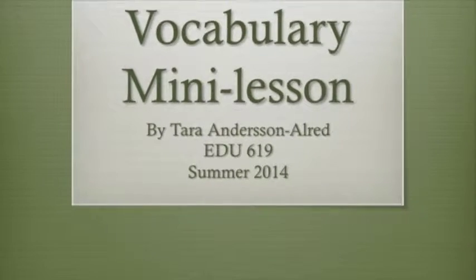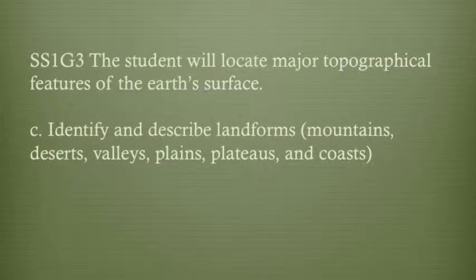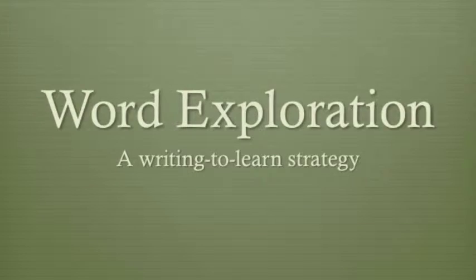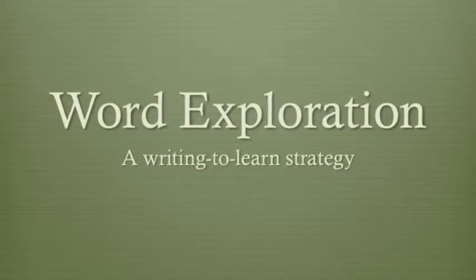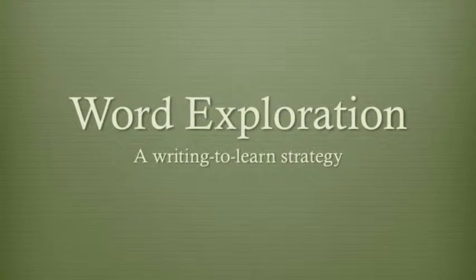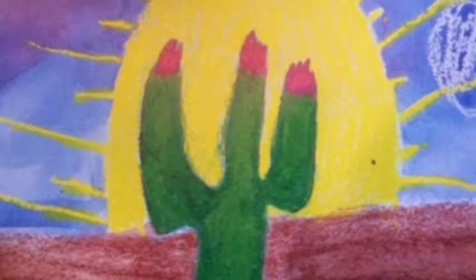This vocabulary mini lesson for first grade social studies is based on a geography standard relating to landforms. This lesson focuses on teaching students the concept of desert. To activate students' prior knowledge about the concept, I would use the Writing to Learn strategy, word exploration. I would have students spend a few minutes writing everything they know about deserts.